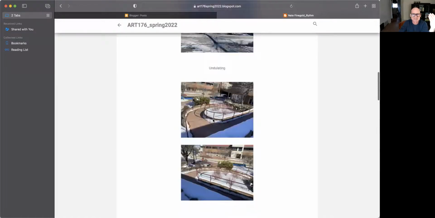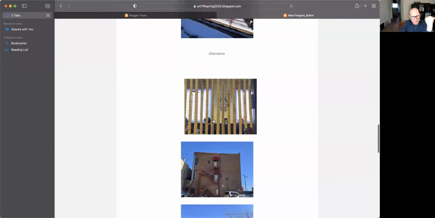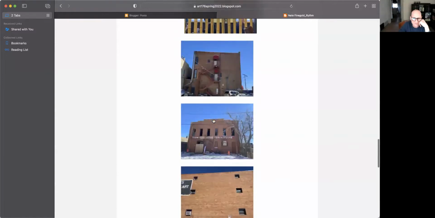So anyway, you've gotten them correct. At least you have undulating pretty much correctly identified. Alternating rhythm, that's where it's kind of facing forward and it's back, forth, back, forth. Let's take a look at what you have here.